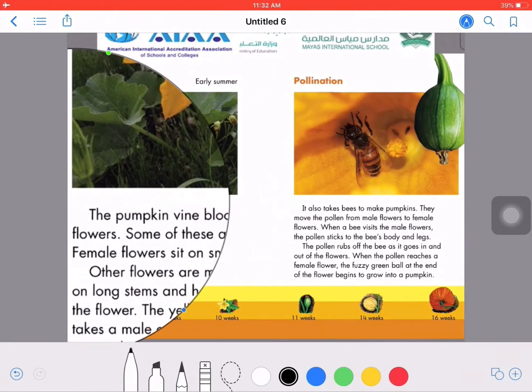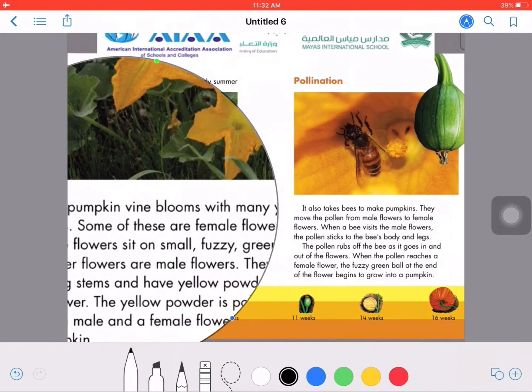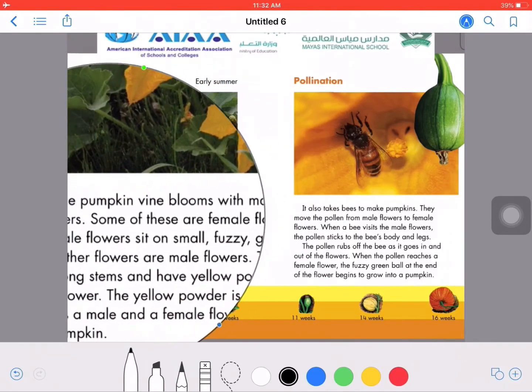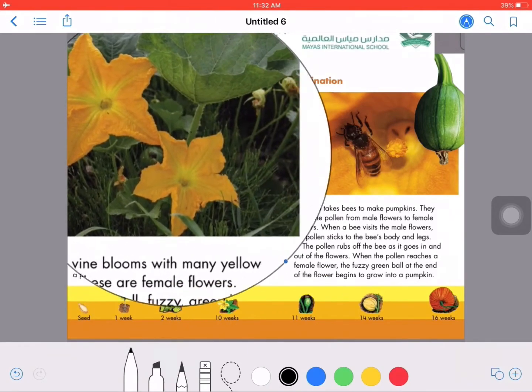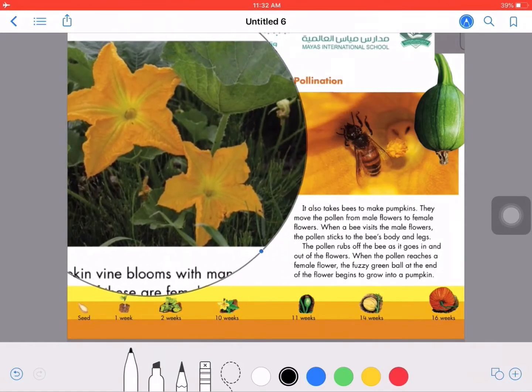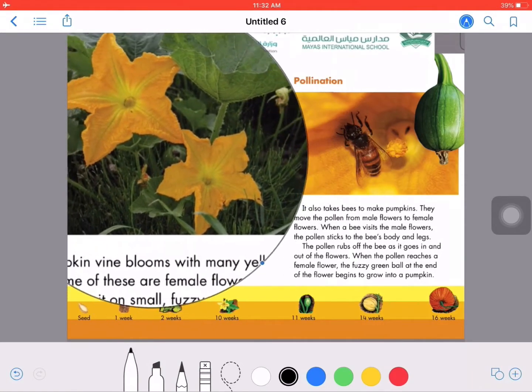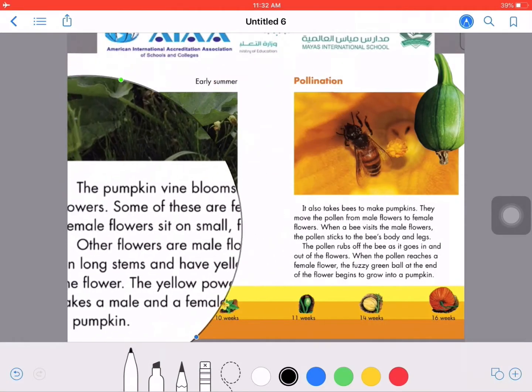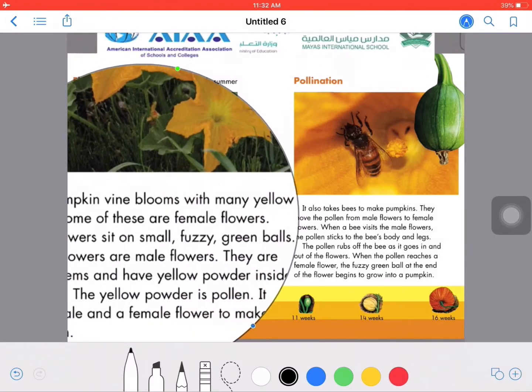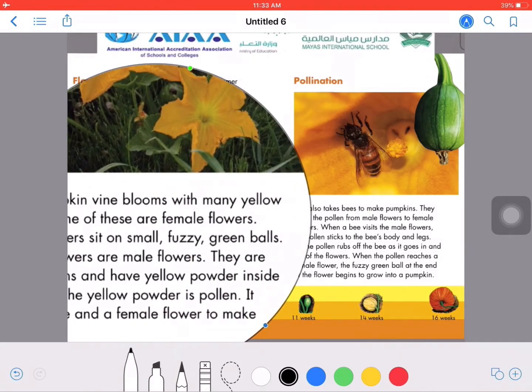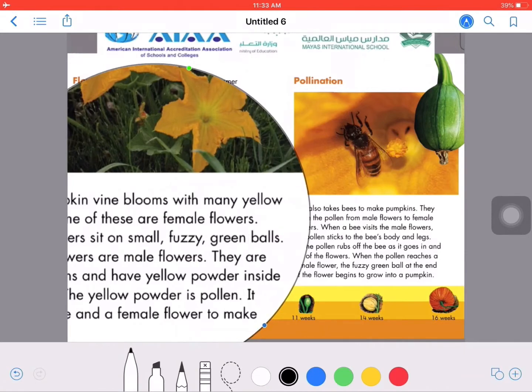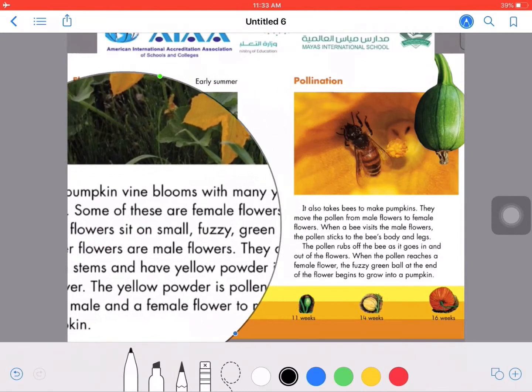The pumpkin vine blooms with many yellow flowers. As you can see, here are the flowers. Blooms means grew many flowers. Some of these are female flowers. So flowers are like people. Some of the flowers are female and others are male, like us.